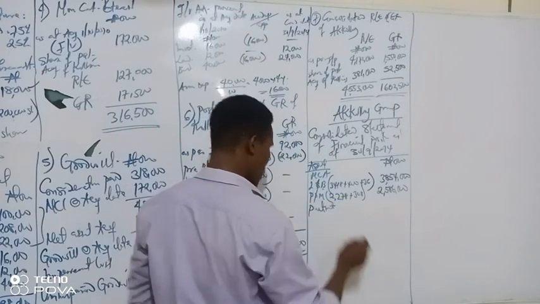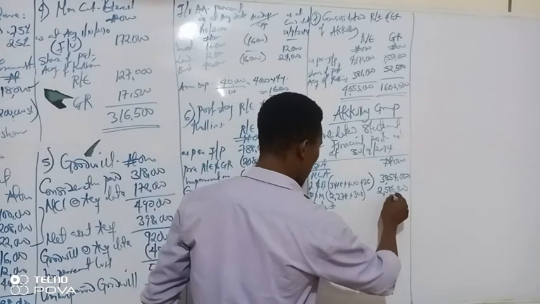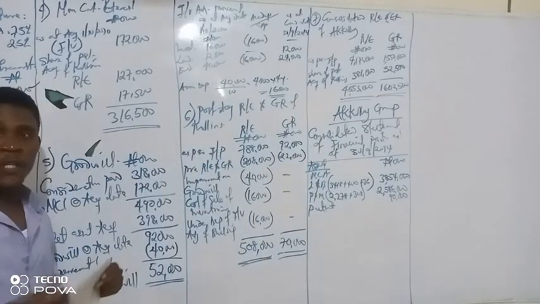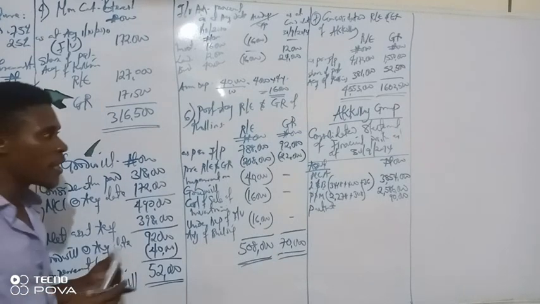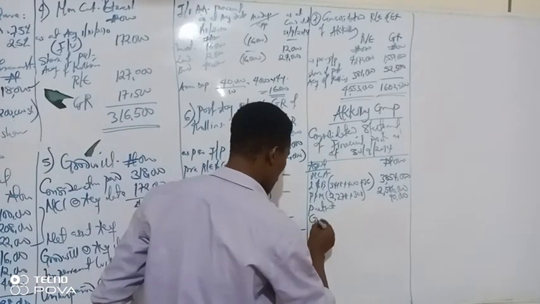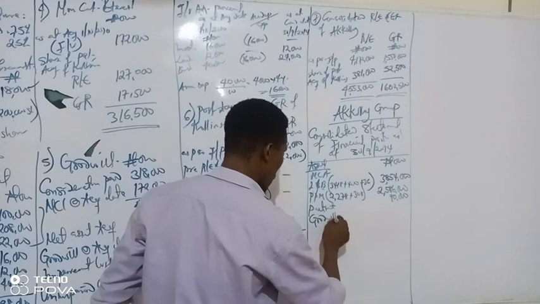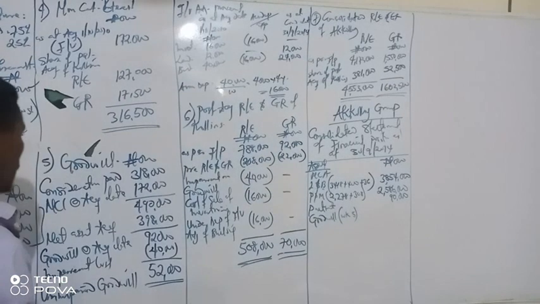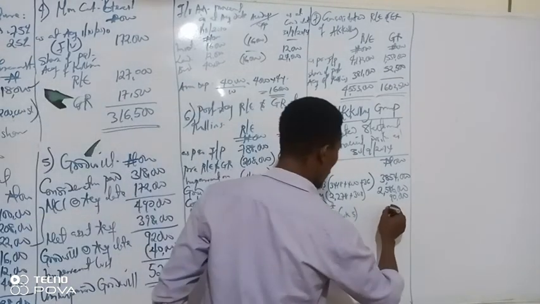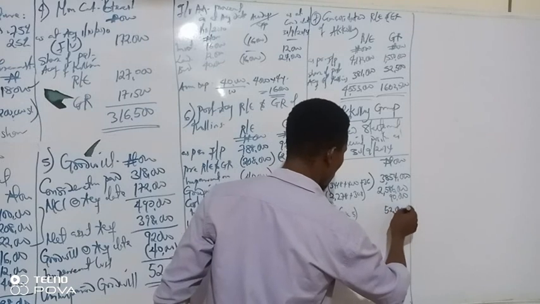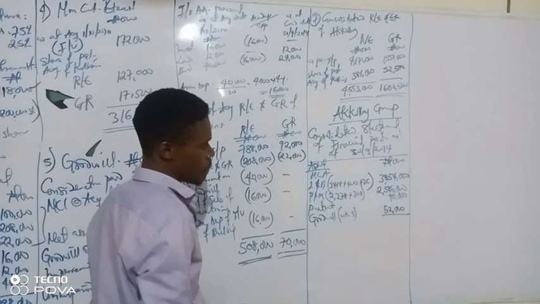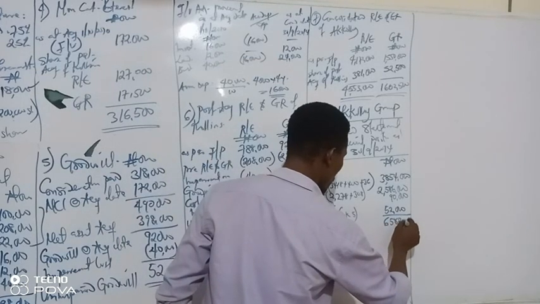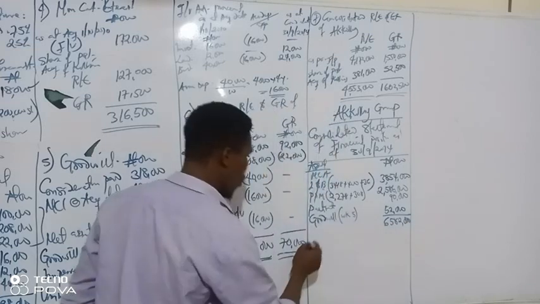Patents, 90,000. What next? The investment, that disappears, right? Then we bring our goodwill now, the goodwill from the workings. Working 5, 52,000. So our total non-current assets is 6,582,000.